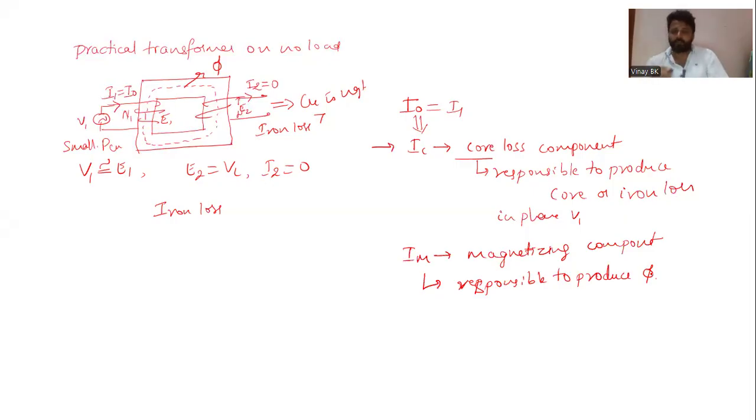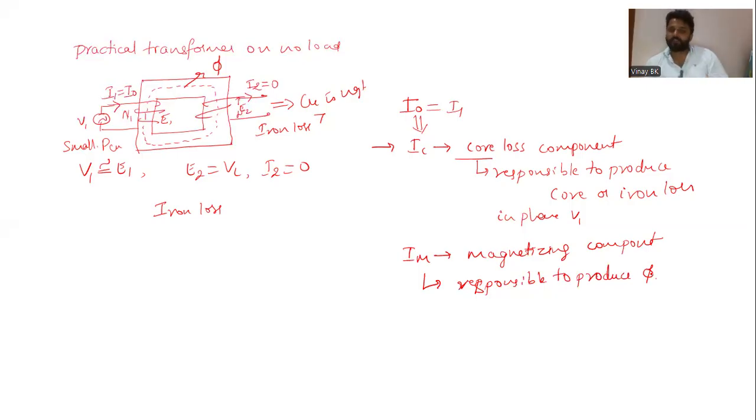Okay, so you should remember a few things. If the practical transformer is on no load, means there is no current flowing in the secondary side, hence copper loss is negligible, but there will be iron loss. At the same time, the primary winding side will have a small amount of copper loss. Hence if there is no load, the transformer will be producing iron loss or core loss. So this no load current has two components, one is the core loss component which is responsible to produce core loss or else iron loss, and one more is the magnetizing component which is responsible to produce alternating flux phi.